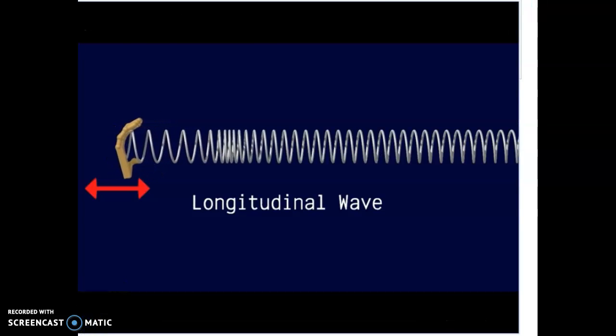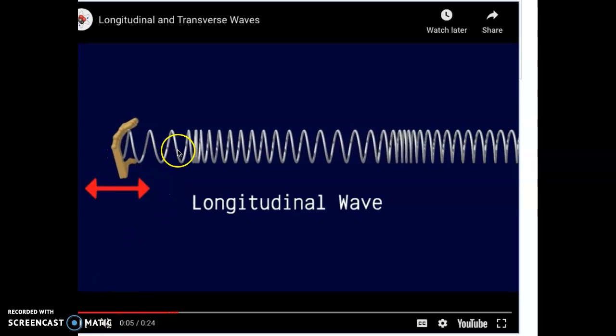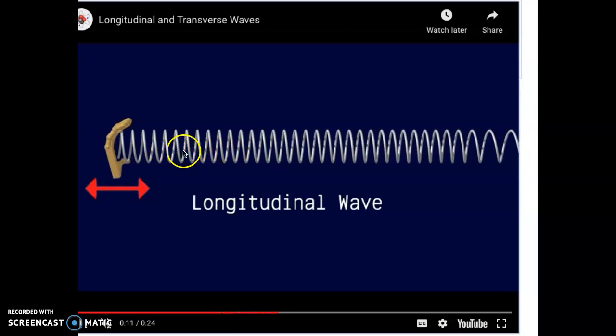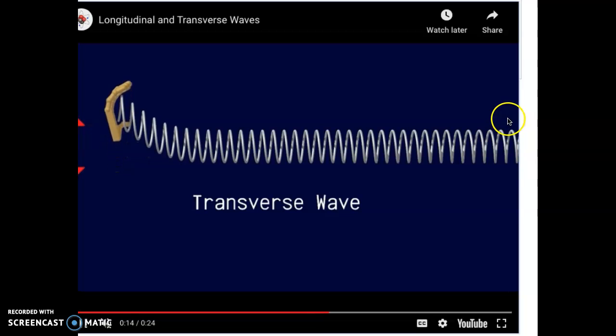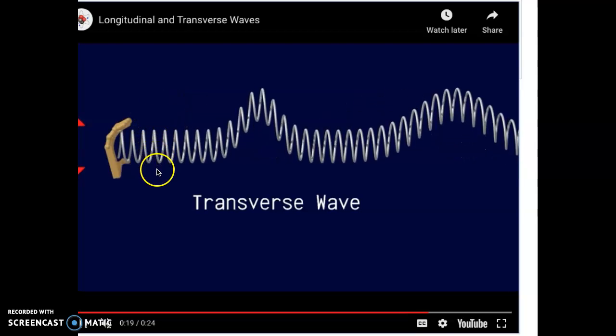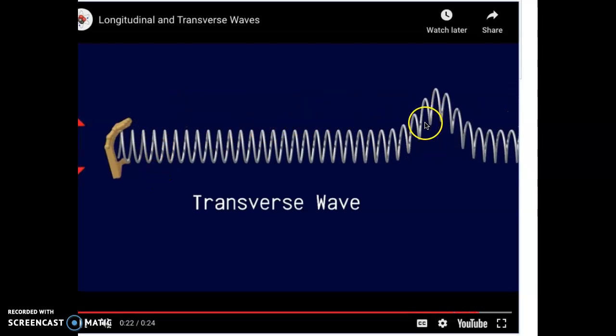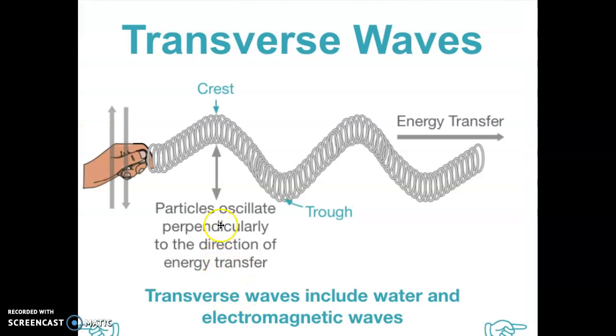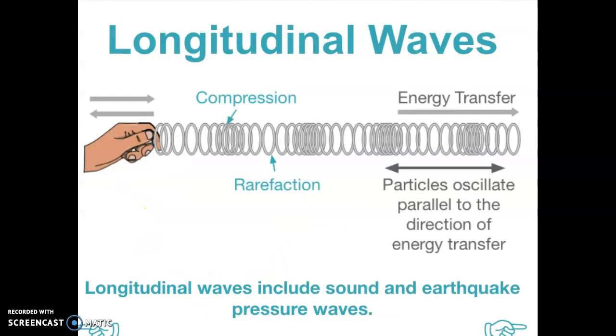Here we have an example of a longitudinal wave. As you can see, the individual vibrations are along the same line as the wave itself. In a transverse wave, again, the movement of the individual particles is now up and down, and it is perpendicular to the motion of the wave. Those definitions are very important, so please make sure that you've learned these. Transverse wave: oscillating perpendicular to the direction of energy transfer. Longitudinal waves: particles oscillate parallel to the direction of energy transfer.